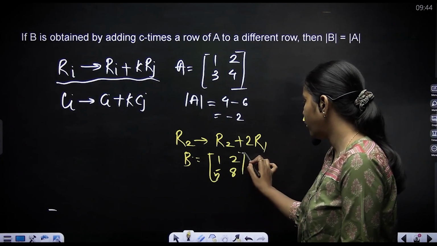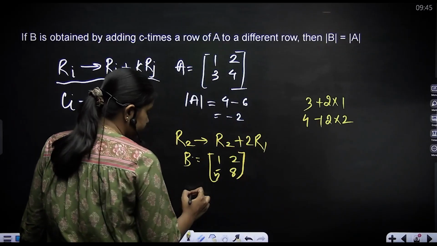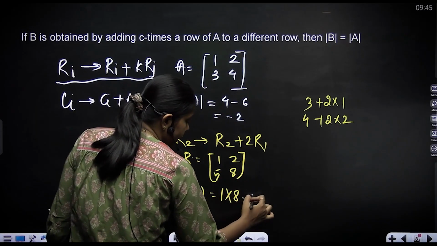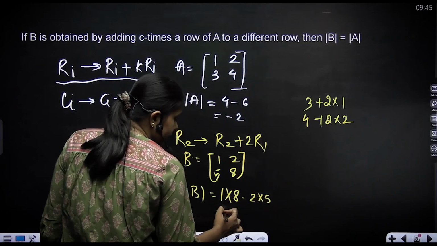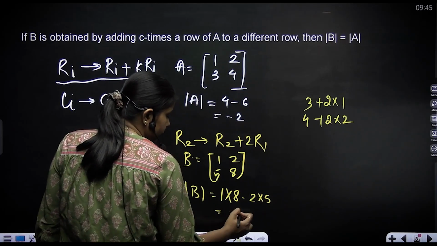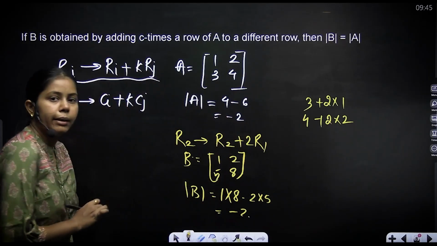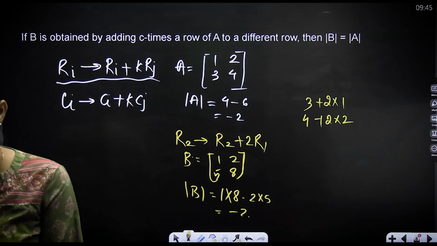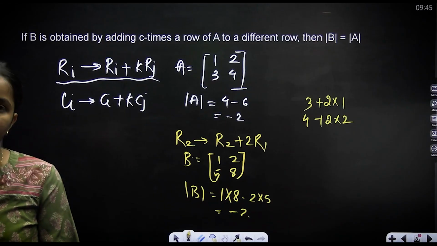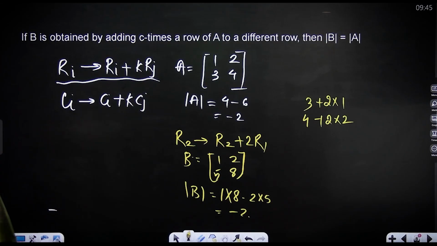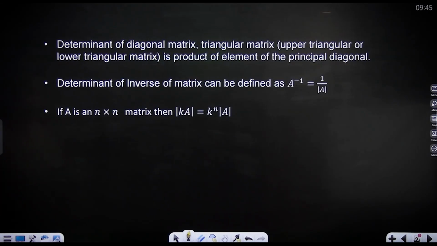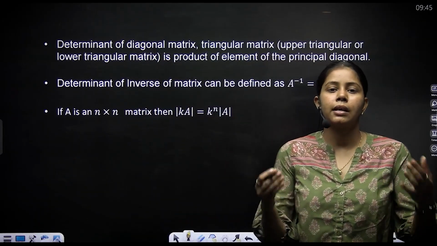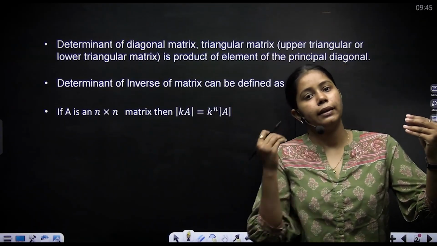So now if you find the determinant of B, what would it become? 1 into 8 minus 2 into 5, so that means 8 minus 10, that means minus 2. So you can see that the determinant does not get changed, and you can also check it by yourself for a 3 cross 3 matrix as well, right? Now next we have these three properties. Determinant of diagonal and triangular matrices is basically the product of diagonal entries.